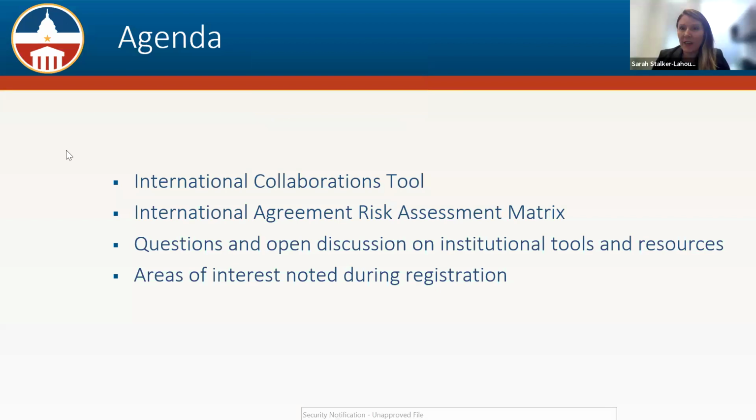So we have a jam-packed agenda. Again, Greg will be providing the first presentation on the International Collaborations Tool, followed by Lisa's presentation. Then we will open it up to questions. We really want to hear from all of you. What tools and resources have you developed at your institution? What lessons can we learn? And really foster a nice discussion here in today's webinar.